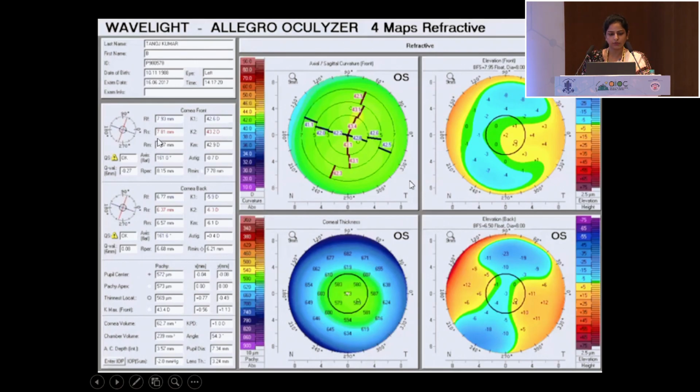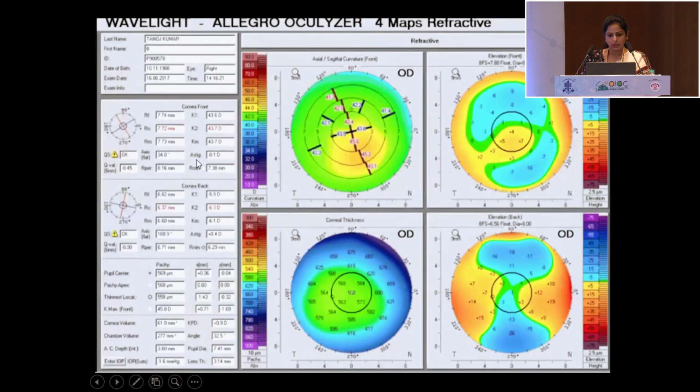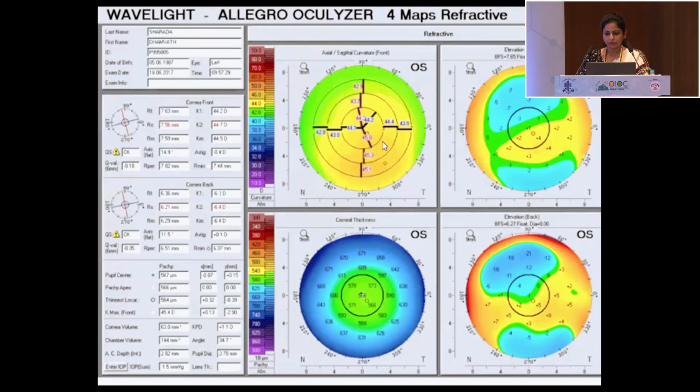Like here you have to see the astigmatism as well. Here in the right eye, what I had shown is that the astigmatism is less than 0.5. So all the rules, the cutoff values to take the patient for refractive surgery, do not apply, because the astigmatism is less than 0.5 and this patient can be safely taken for refractive procedure.